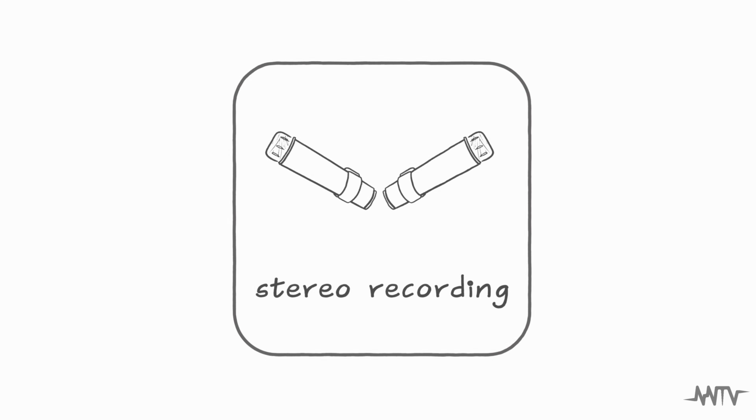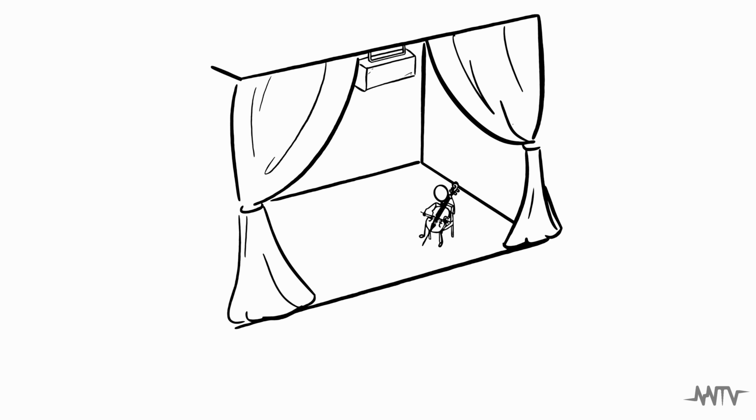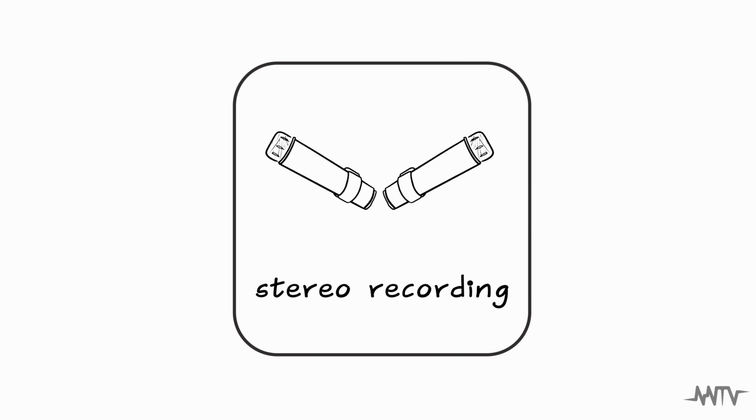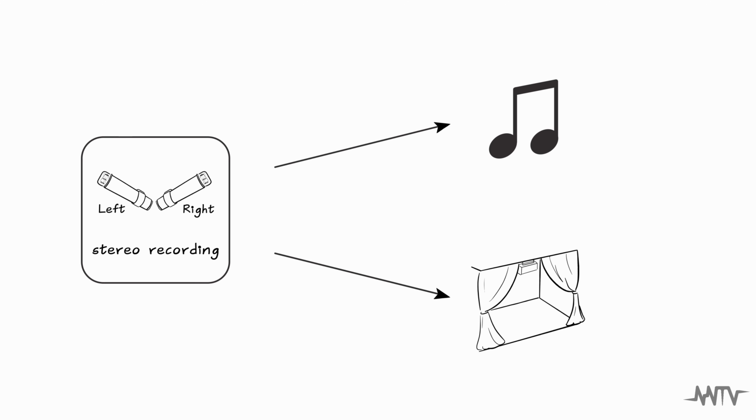It's because of this that stereo was developed. At its simplest, stereo audio is just audio that's recorded with two microphones. In contrast to a mono recording, a stereo recording utilizes two channels, one for the left and one for the right, creating the illusion of a three-dimensional soundscape or image.